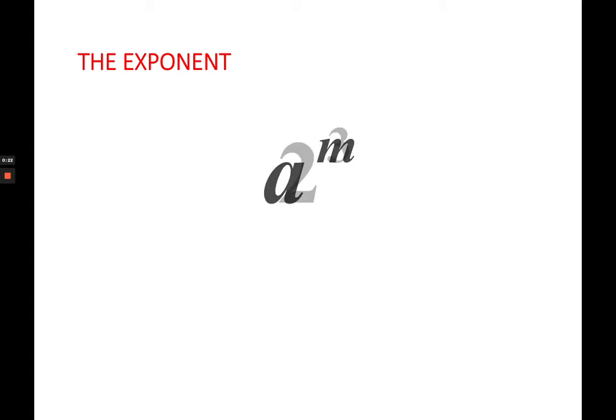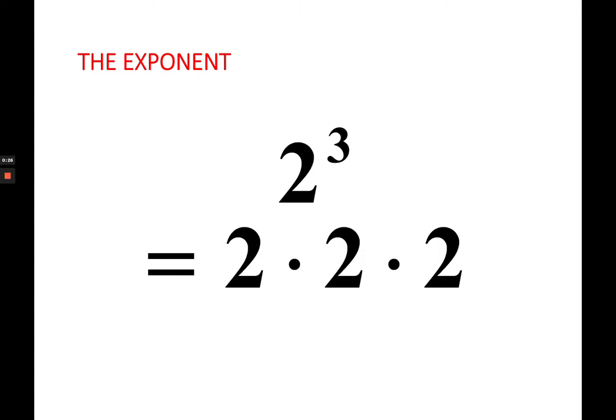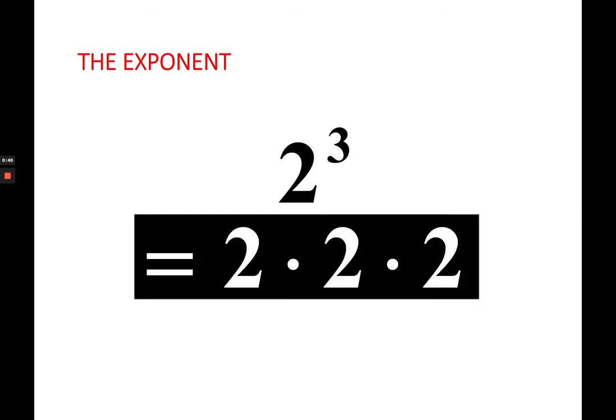Now, remember, if you have an exponent, it means the exponent determines how many times the base is multiplied to itself. It's not multiplying the number and the exponent. Okay?